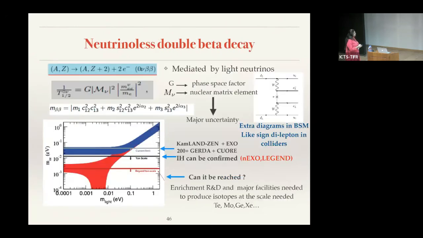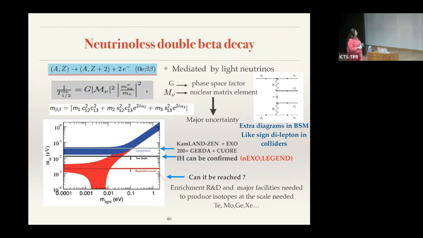So neutrinoless double beta decay tells whether neutrinos are Dirac or Majorana. And the half-life depends on this m_ββ or m_ee, which is the effective neutrino mass, and the nuclear matrix element, which is the major uncertainty in this. This is the diagram in the standard model. There can be extra diagrams in BSM, also like-sign dileptons signature in colliders from a similar process. The neutrinoless double beta decay limit is here, the current limit from different experiments.